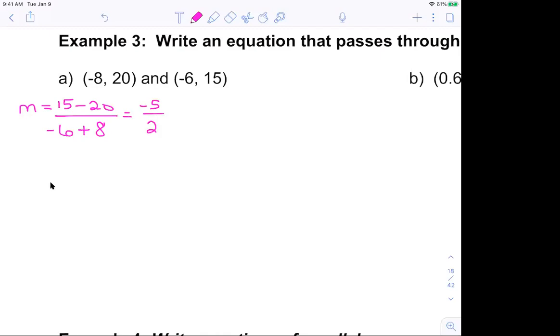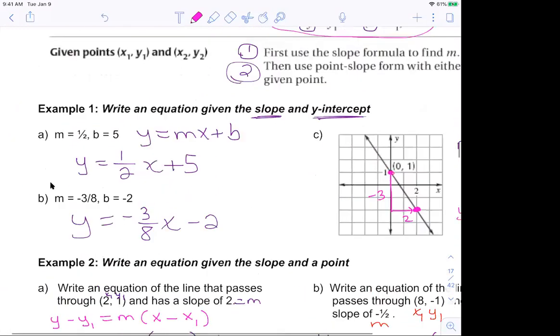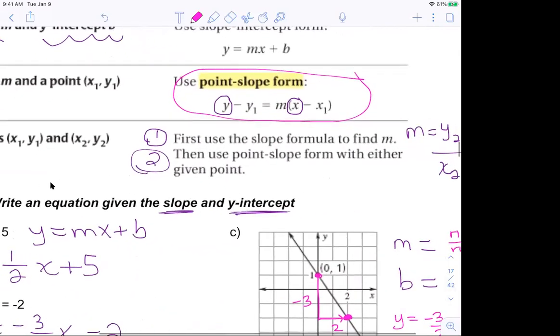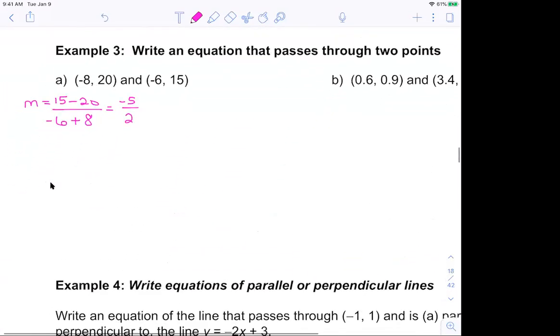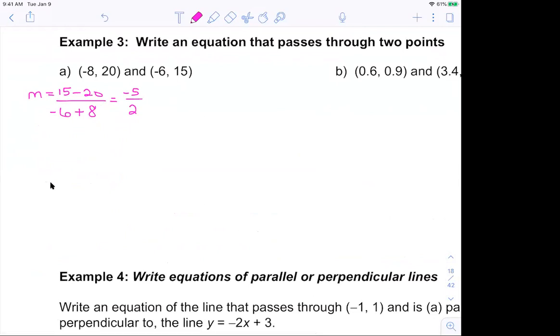So we know the slope. The second part it says is to pick one of these points. And it doesn't matter which one. Either given point. And we're going to plug it into the point slope form. So pick a point. It doesn't matter which one you use. If you want to just stick with the first one because it's written first, that's fine. So point slope form.